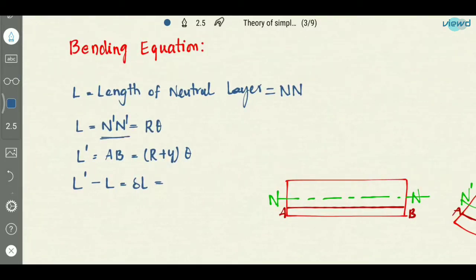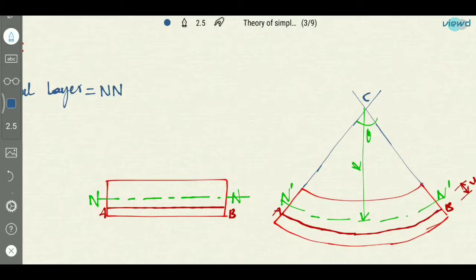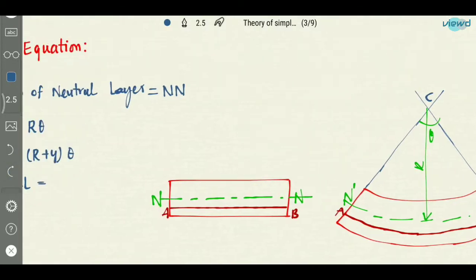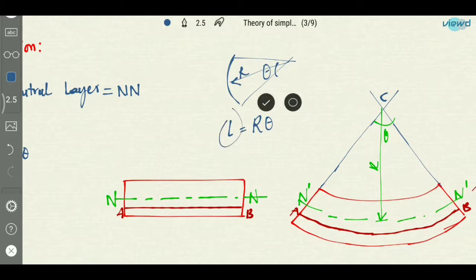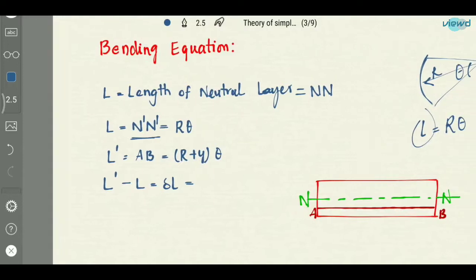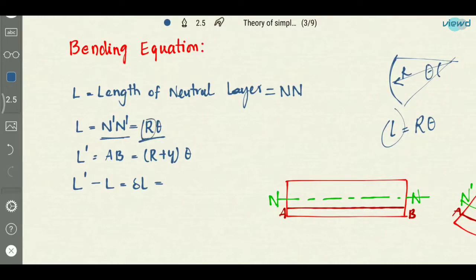After bending it becomes N dash N dash, which is equal to R into theta. So this is radius and this is theta. We know that if we take a sector like this, the length of this arc will be radius into theta. So length of the arc will be radius into angle. This is what length of the arc is given by. So here the length of the arc is neutral layer, which is N dash N dash, which is equal to radius of curvature into angle theta.